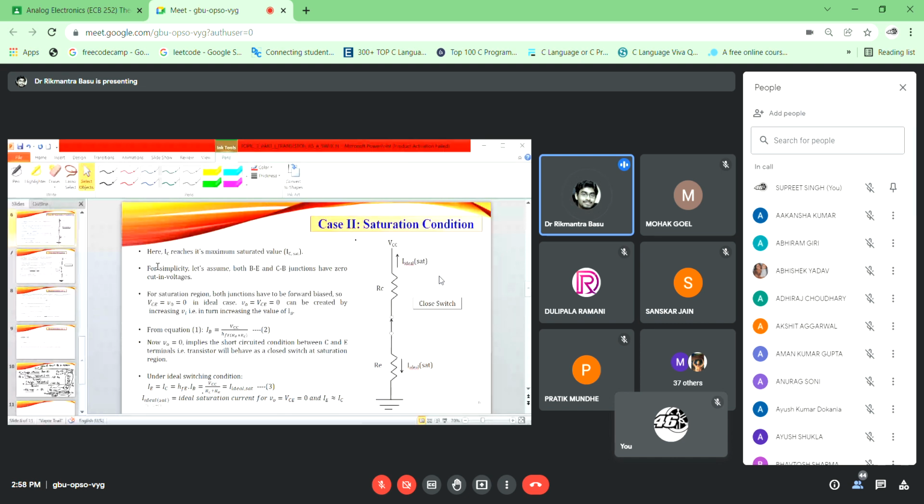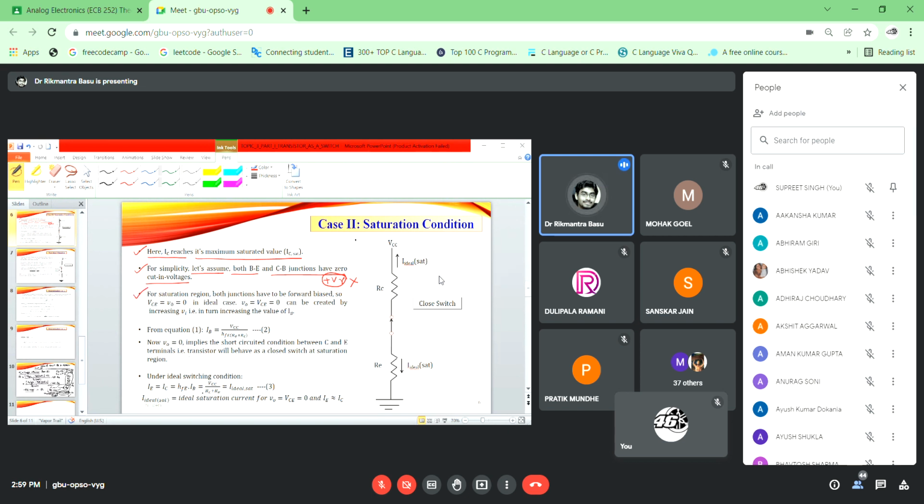Case 2, saturation region, the other extreme one. Here IC reaches its maximum saturated value, IC sat. So for simplicity, let's assume both base-emitter and collector-base junctions have zero cut-in voltage. Otherwise, in whatever KVL equation, you always have to add a certain V gamma. Don't make life complicated, since we are now considering only the ideal condition. So assume they have zero cut-in voltages.